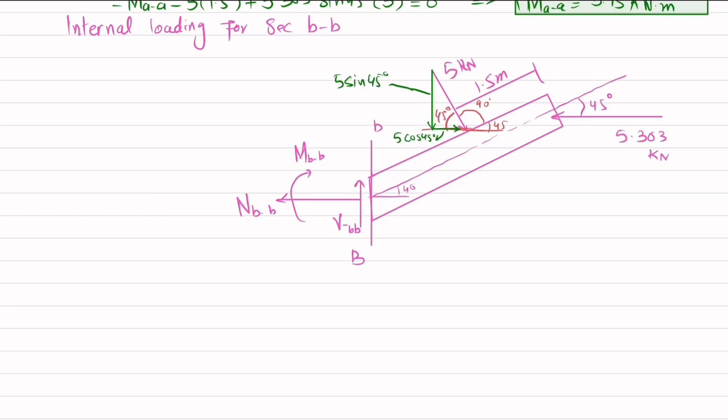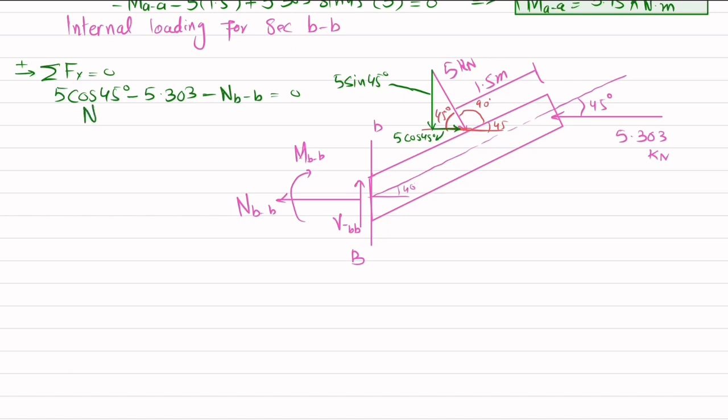Now apply the equation of equilibrium: the sum of all forces along the x direction must be equal to 0, and force in this direction is taken as positive. About the x-axis we have one load, which is this one, the second is NBB, and the third is this one. Their sum must be equal to 0. This is positive, this is negative, and this is also negative. So I will write 5 into cos of 45 degree minus 5.303 minus NBB is equal to 0.